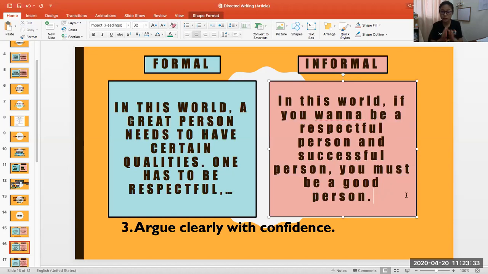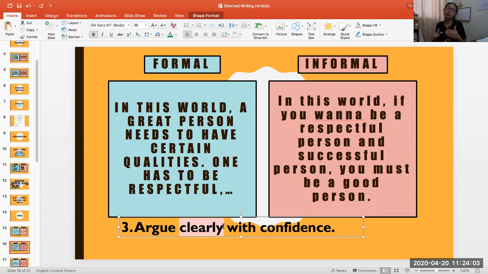Okay, if we read this: in this world, if you want to be a respectful person and successful person, you must be a good person. The problem here, I'm not talking about the grammar. I'm talking about the sentence. The problem here is it's not clear enough. I mean, I can understand what you mean. But if you want to write something in a newspaper, then maybe it will confuse people. Because it doesn't really show that you are confident.